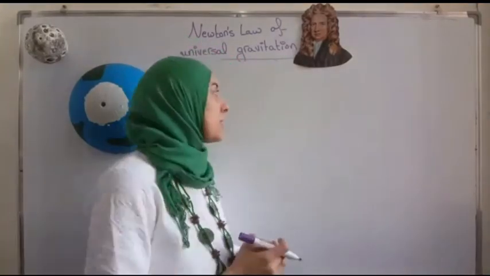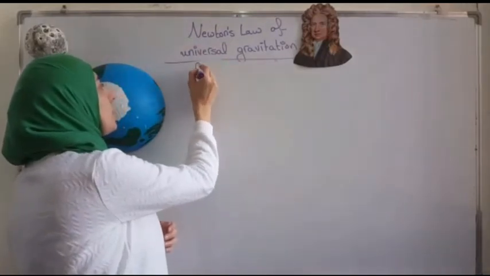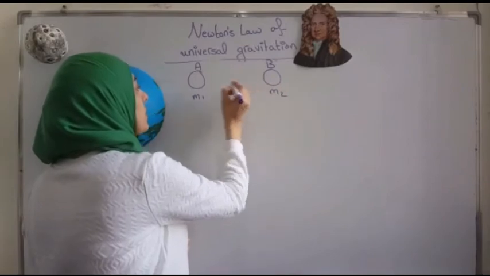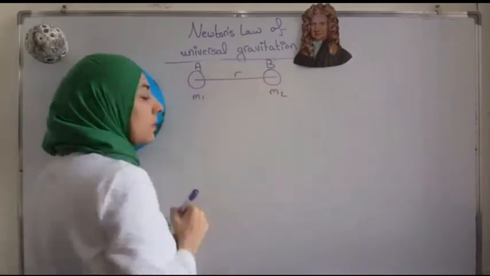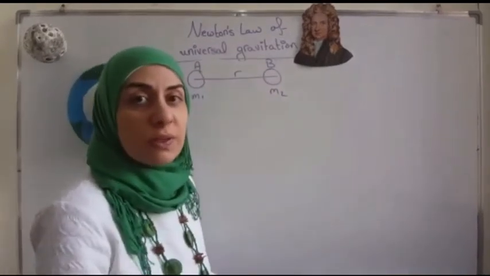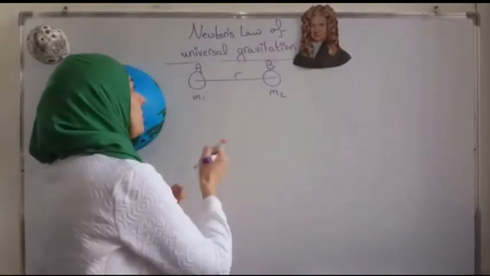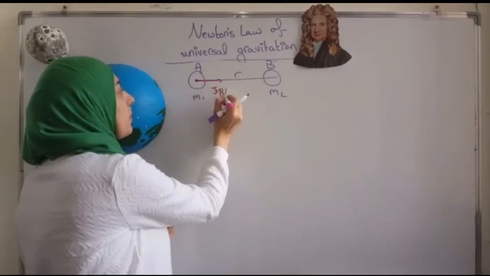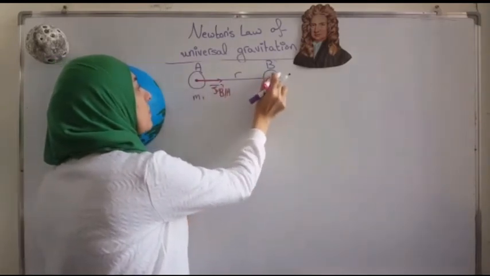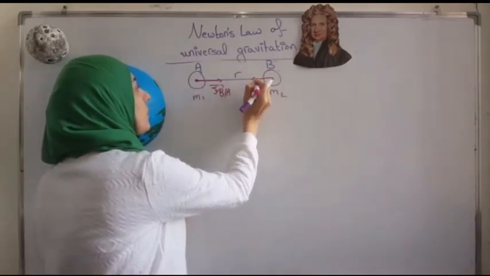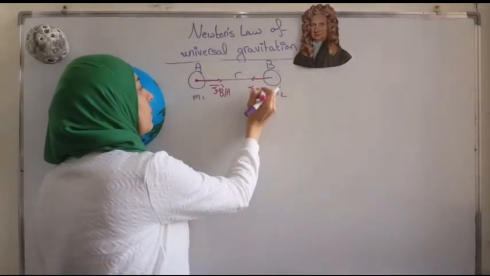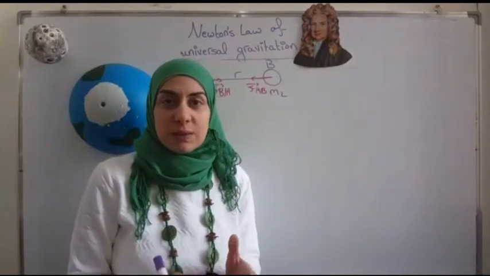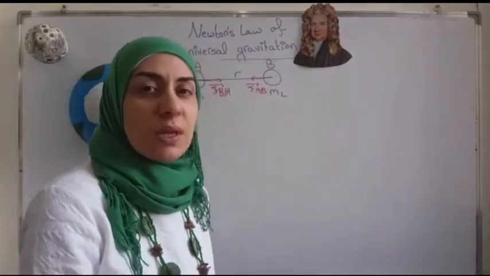So if you have two objects, let's say A and B, of respective masses m1 and m2 and separated by a distance r apart, then according to Newton, there is a force of attraction between them. B exerts a force on A, which is F B on A, and A exerts a force on B, which is F A on B. These two forces are opposite in direction and equal in magnitude according to Newton's third law.